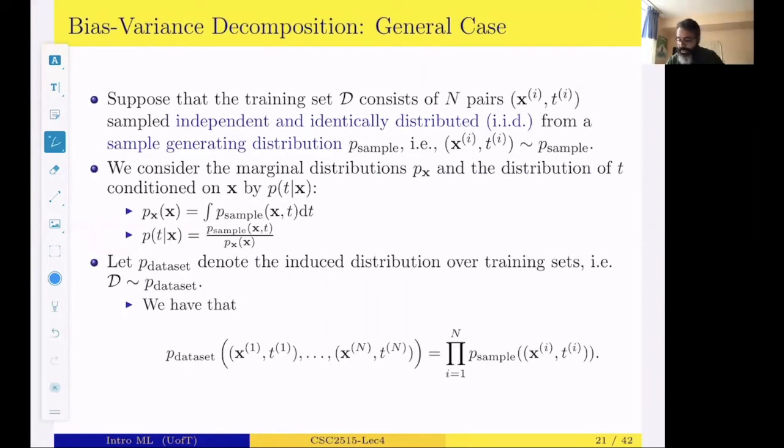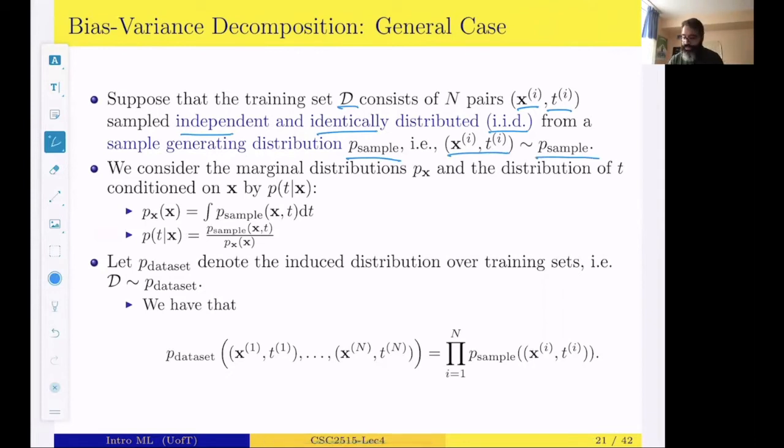So suppose the training set T consists of n pairs of xi and ti, and we assume that they are independently and identically distributed, IID. I mentioned IID a few times, but it's good to know what IID means. So from a sample generating distribution P of samples, it basically means that Xi and Ti is one draw from distribution P of samples.